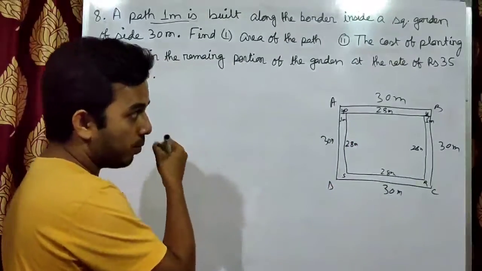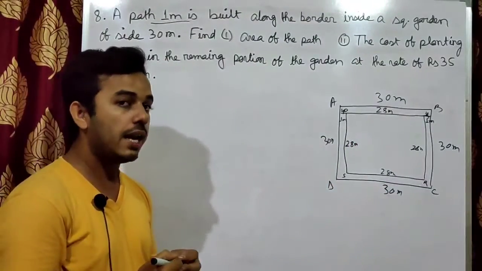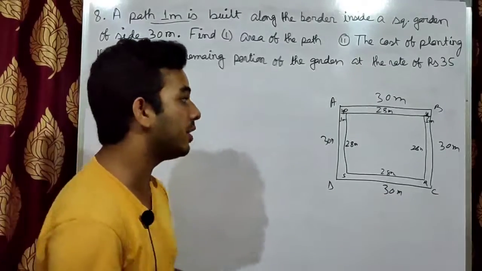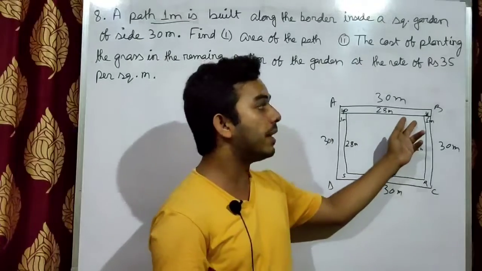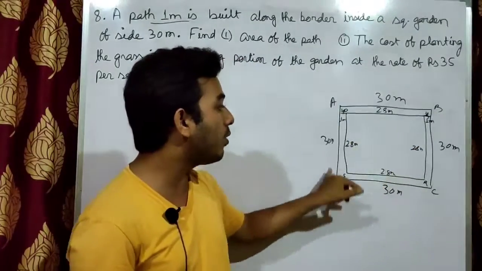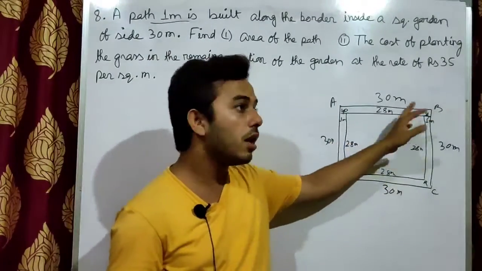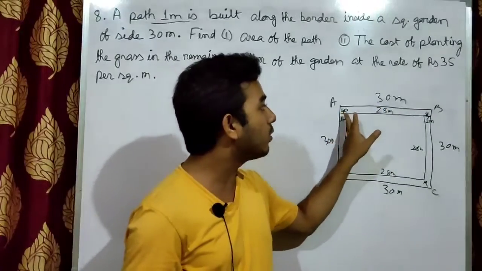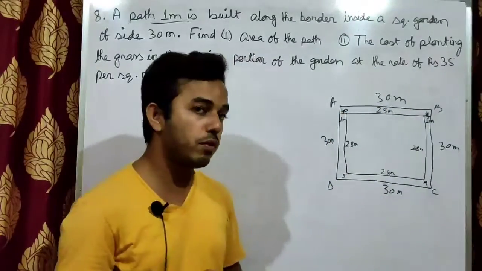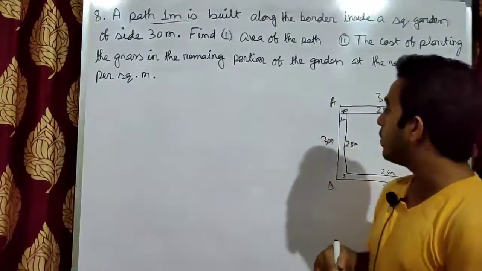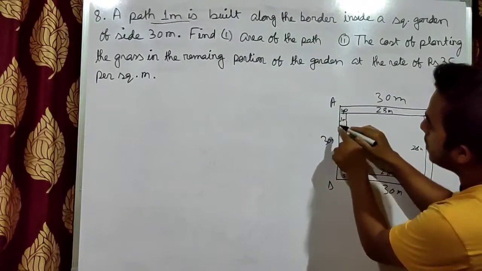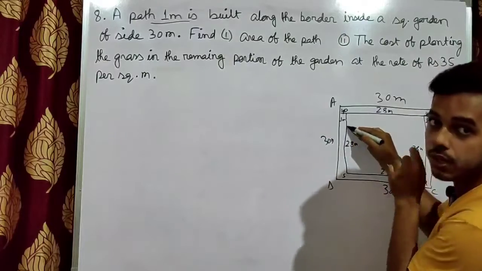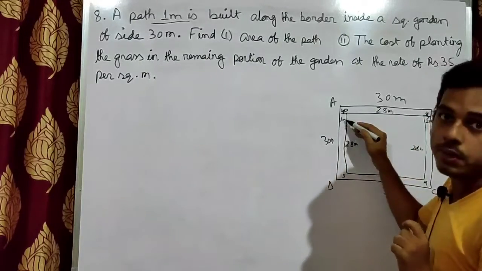I hope you got my point, right? In earlier cases the path was outside, so we added, but in this case the path is inside. Now our outer boundary is 30 meter. We have to find the length of PQ. For finding the length of PQ, we have to subtract 1 meter here, right? Suppose from this line we want to go to this line, how much will we move? We will move 1 meter.